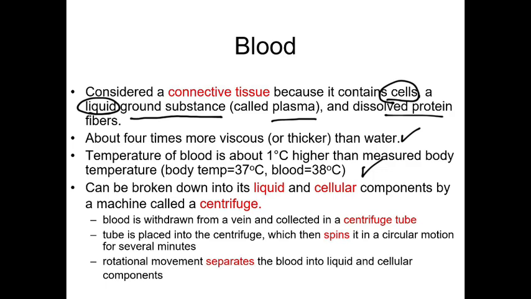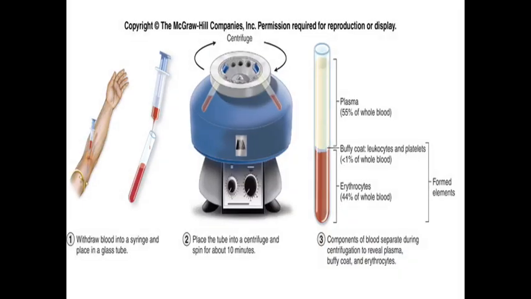The components of blood can be rather easily broken down using a centrifuge, as I'll show you here. Taking some blood, typically from the antecubital region, and putting that blood into a tube, centrifuging that tube for about 10 minutes. What you'll find is that the blood will separate out into its main components. On the top, it'll be the plasma. It accounts for about 55% of the total blood volume.